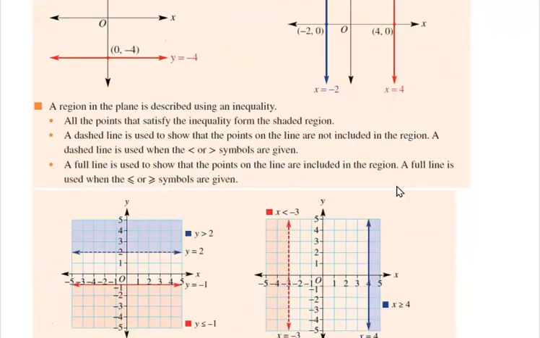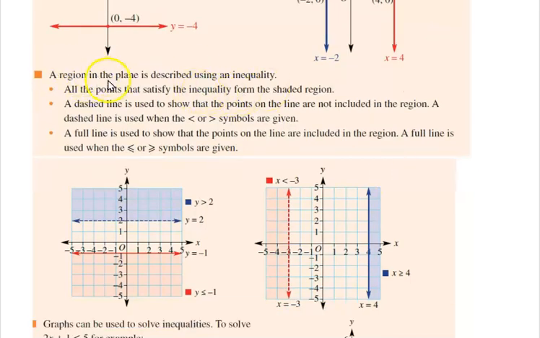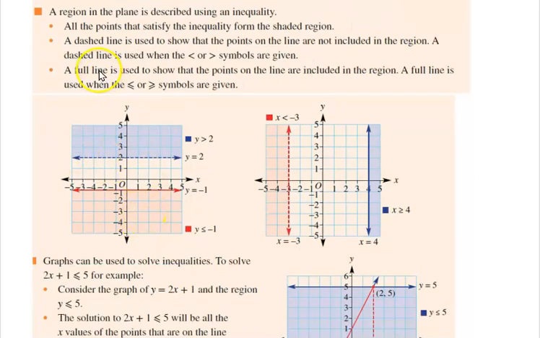So now we're going to look at a region. A region in a plane is described using an inequality. So if I shade in a region, that's going to mean that anything in that region could be the answer. So for example here, I've got a dashed line, and that dashed line is used to show that the points are not included. So if y is no longer equal, now we're using y is greater than 2, we'll draw a dashed line where y equals 2, and because y is greater than 2, it's going to be anything in this shaded area.